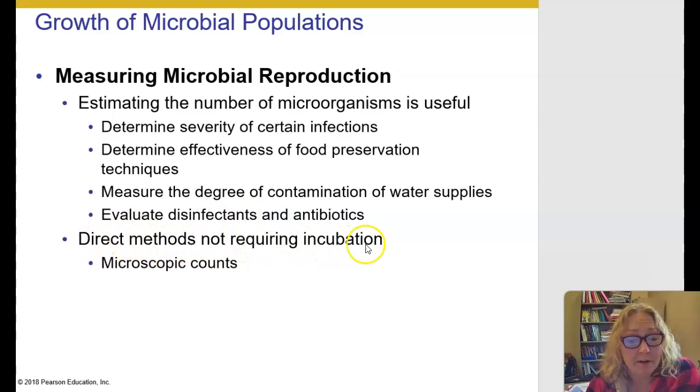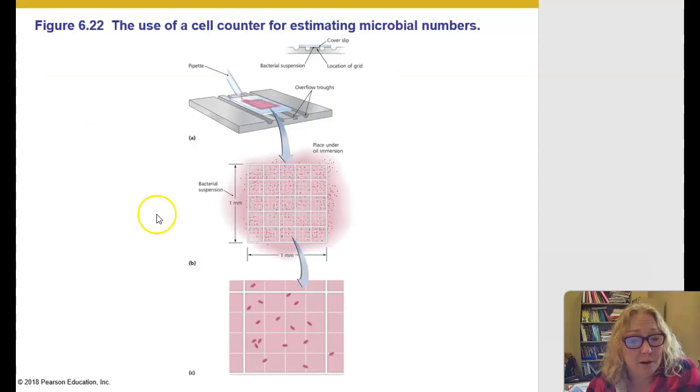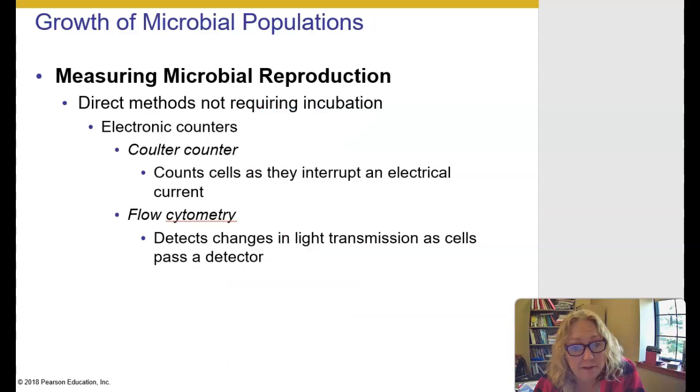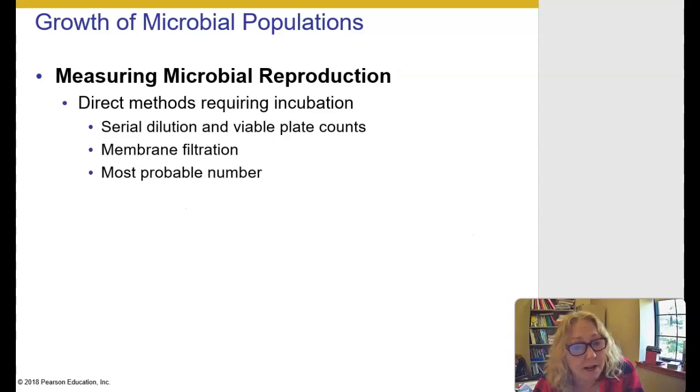Mostly direct methods not requiring incubation, just your plain old microscope counts. So essentially, we do have these counter cells for estimating microbial numbers. We probably will not get to this lab, but essentially you're just counting them and then doing an exponential growth chart to see how many there are. Obviously, there are electronic ways of doing this. A Coulter counter counts every cell. There are really fancy ways of doing it. We are obviously not going to do it that way.